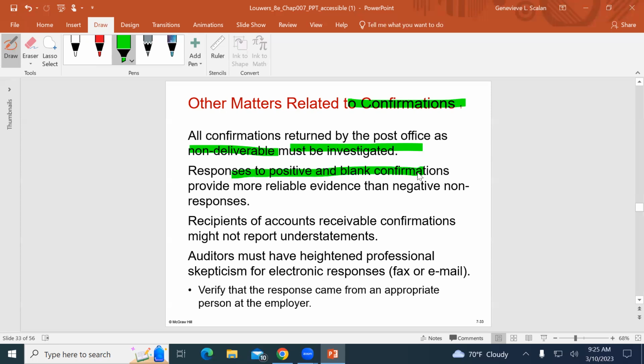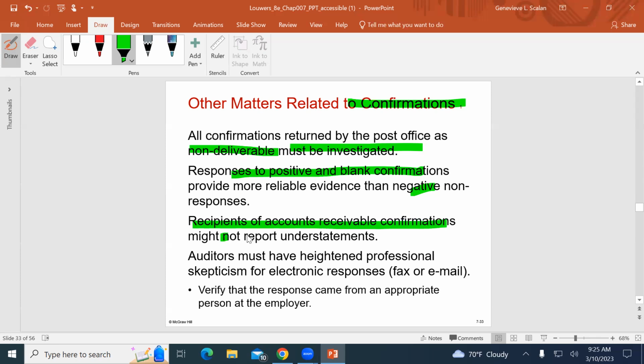Responses to positive and blank are better than negative, right? Because you don't really know. If you send out negative confirmations and you don't get one back, you don't really know. Well, did I not get one back because it was accurate? Or did I not get one back because they just threw it in the trash or something?